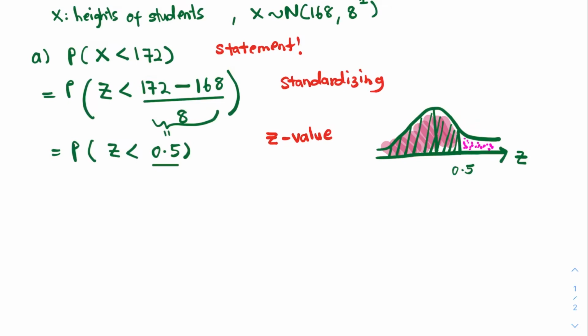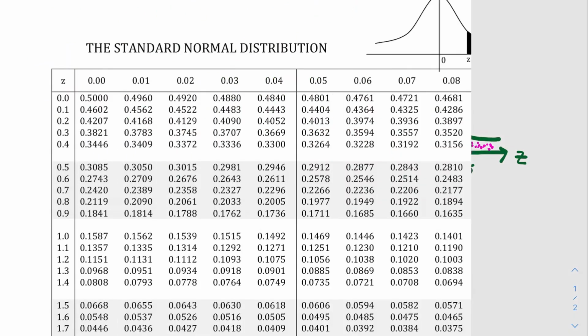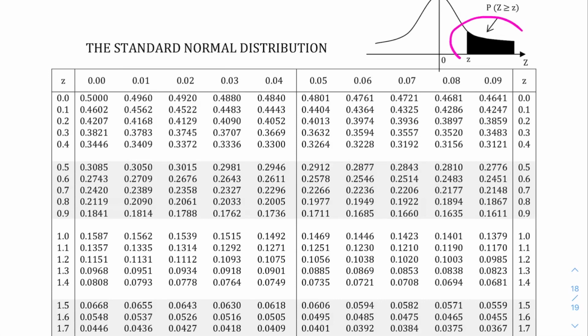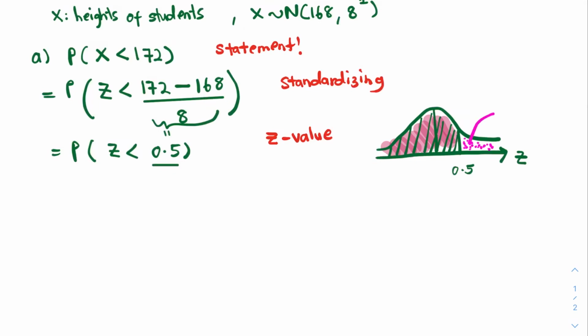So find from the table. From the table, you get the tail part. The tail part for 0.5, straight away you're going to get 0.3085. But your region is this shaded part.